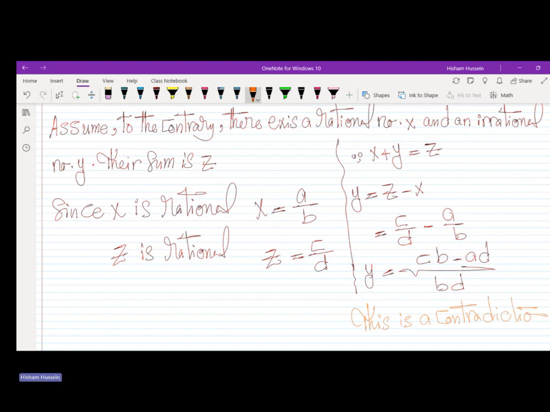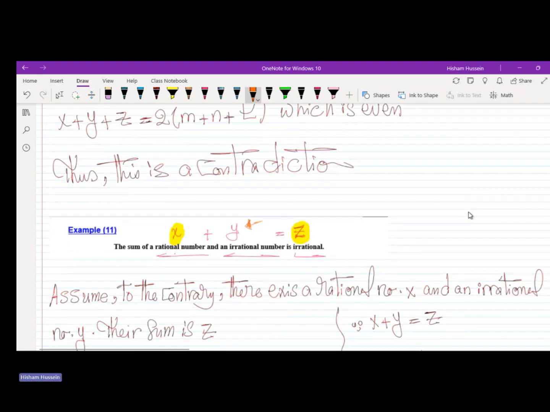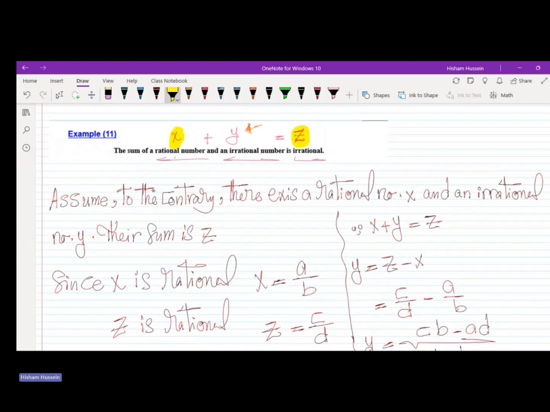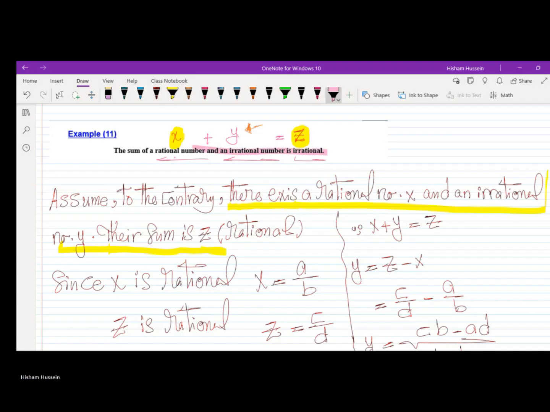So as there is this contradiction, this means that the statement to the contrary, that there exists a rational number x and an irrational number y, and their sum is z, which is rational, is wrong. So this claim is wrong, and the original statement is the true one.